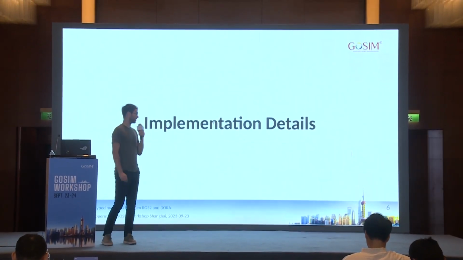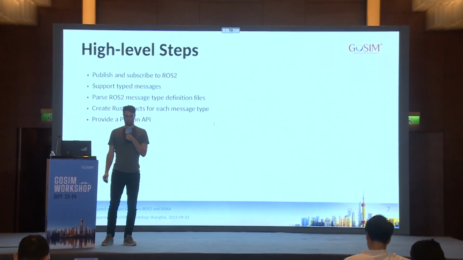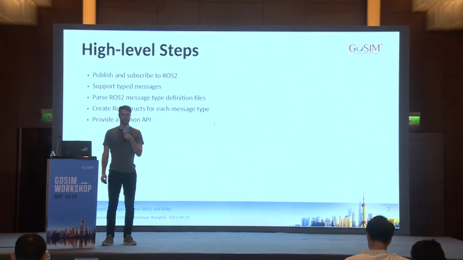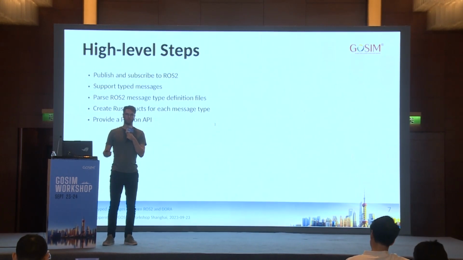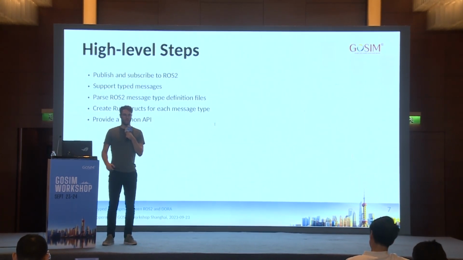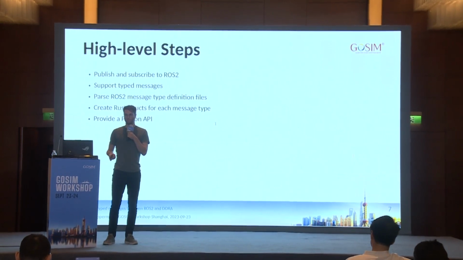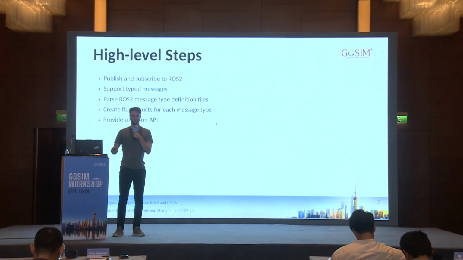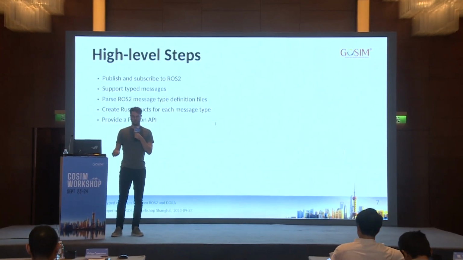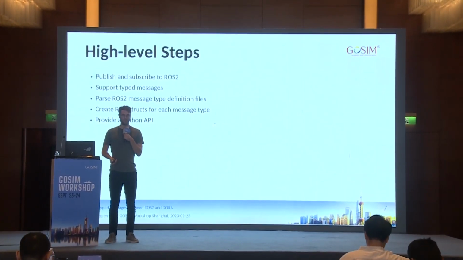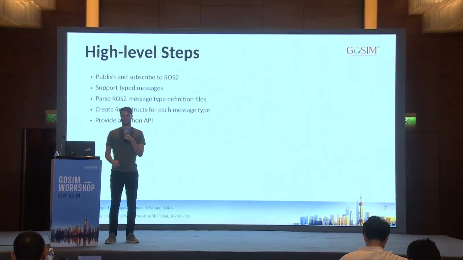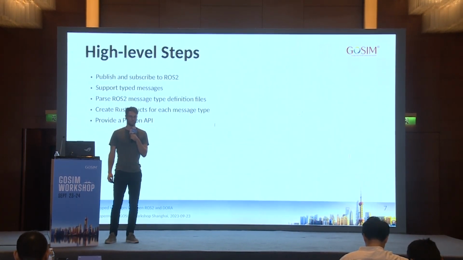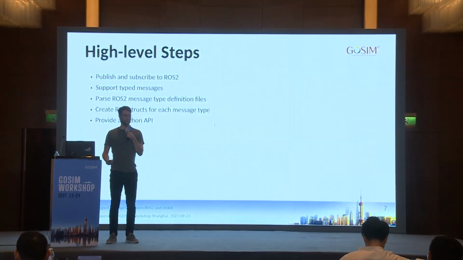Then let's dive into some implementation details. So we will talk about publishing and subscribing to ROS2 and how we implemented it in our DORA ROS2 bridge. And then we talk about typed messages and how we automatically generate Rust structures to support these typed messages in Rust. And we do that by parsing the message definition files of ROS2. And finally, we provide a Python API that makes it easy to use ROS2 from a Python node in DORA.